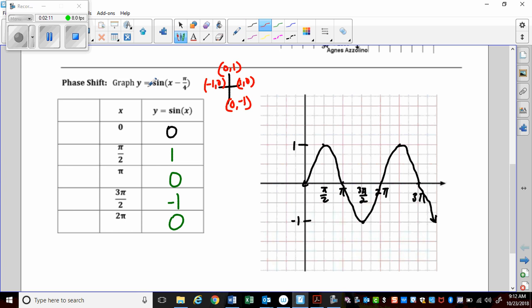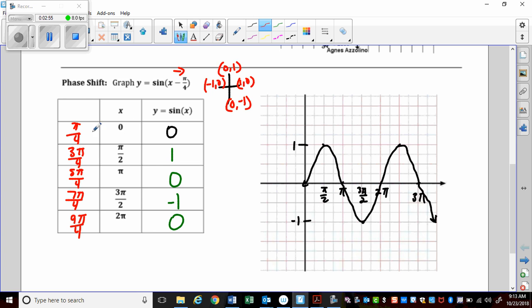So what's going to happen when I have sine at x minus pi over 4? Well, as you probably thought, like you did in the one in the beginning, we're going to move it to the right pi over 4. If it's minus pi over 4, we're going to do the opposite. So we're going to actually look at pi over 4, 3 pi over 4, let's do 5 pi over 4, and 7 pi over 4, and 9 pi over 4.